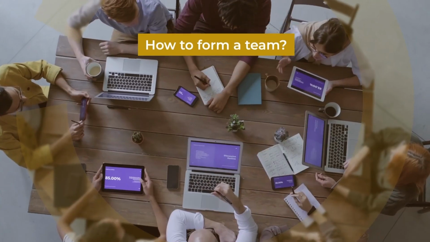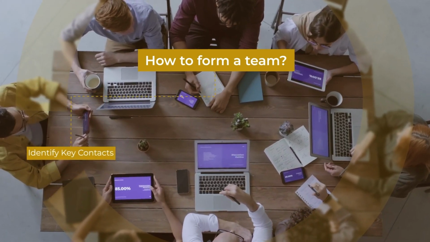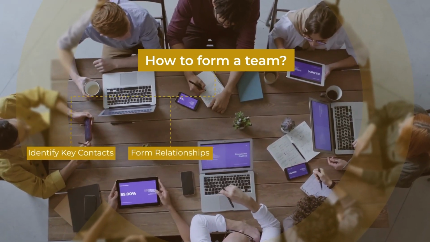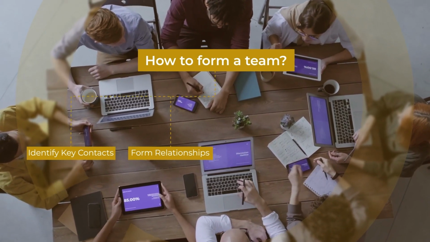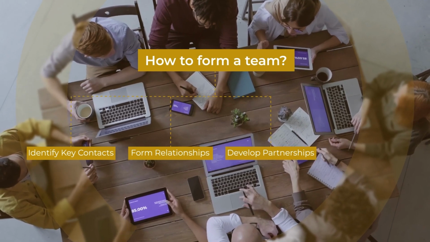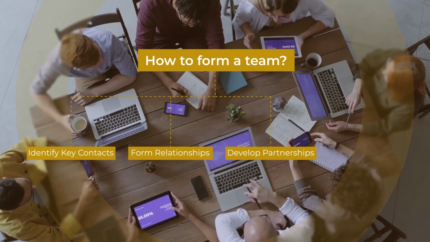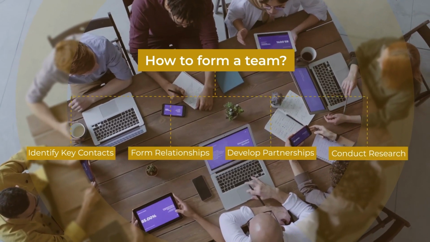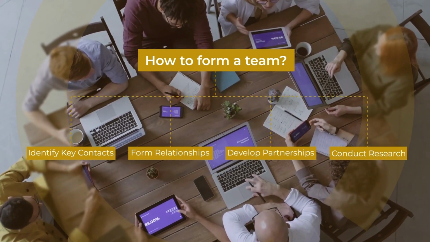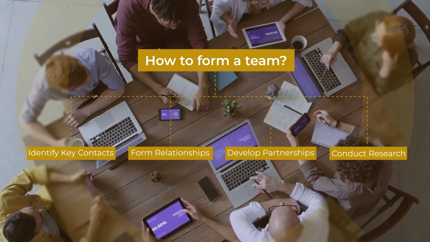Then let's consider, how do you form this team? You need to identify key contacts, and then you'll need to try to form some relationships in order to encourage people to get involved with your program. You may be able to develop partnerships with other organizations or other agencies who are also interested in the topic area you're focusing on. And probably you'll want to conduct some preliminary research to really find out who the issue impacts, so you know who to include on your team.